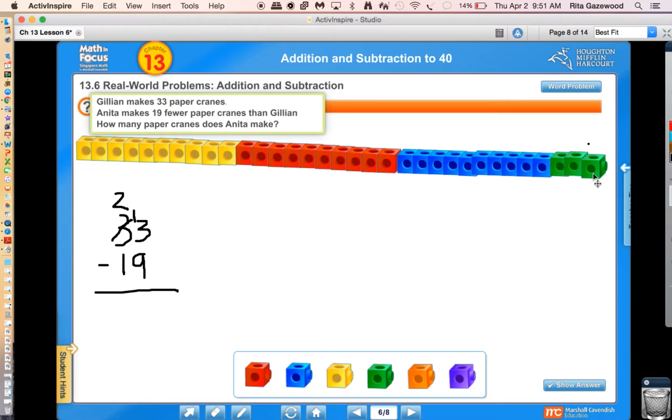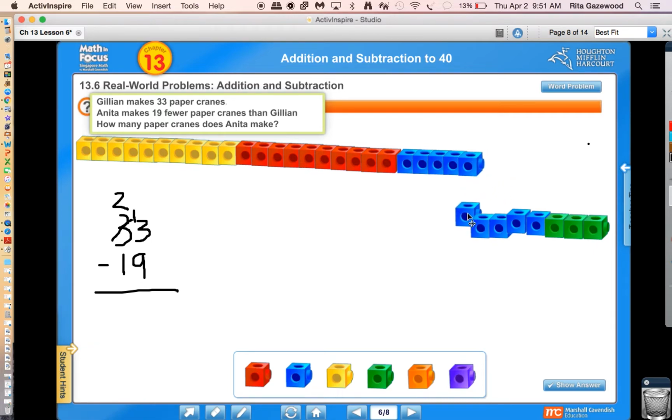So let's take them away. 1, 2, 3, 4, 5, 6, 7, 8, 9. So how many ones do I have left here? 1, 2, 3, 4. Right, I have 4.